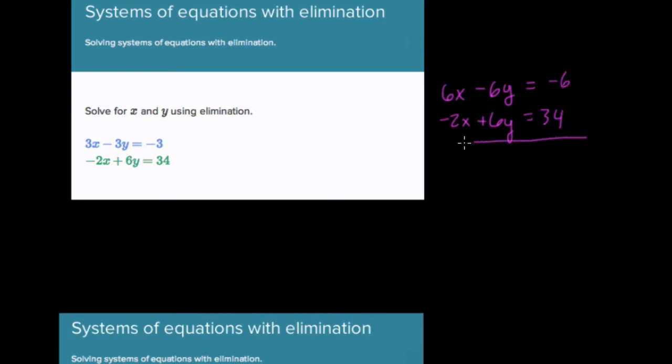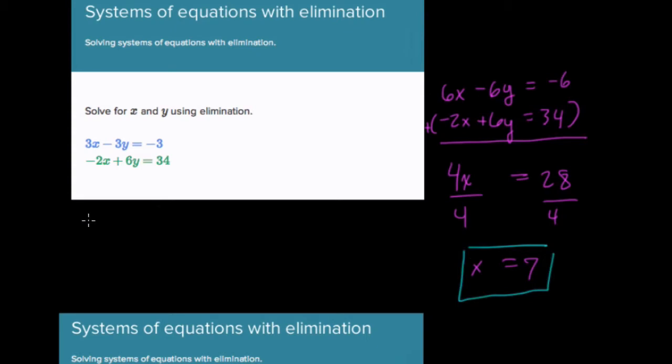Watch what happens when I add. If I add these two equations, 6x and negative 2x, well, that's 4x. But now negative 6y and positive 6y add up to be 0. We've eliminated one of the variables. Negative 6 plus 34 is 28. Divide both sides by 4 and we have an answer for x. x is 7. So in this problem, by getting the two y values to be opposites, we can just add and eliminate that variable. Now I just use x equals 7 to finish.